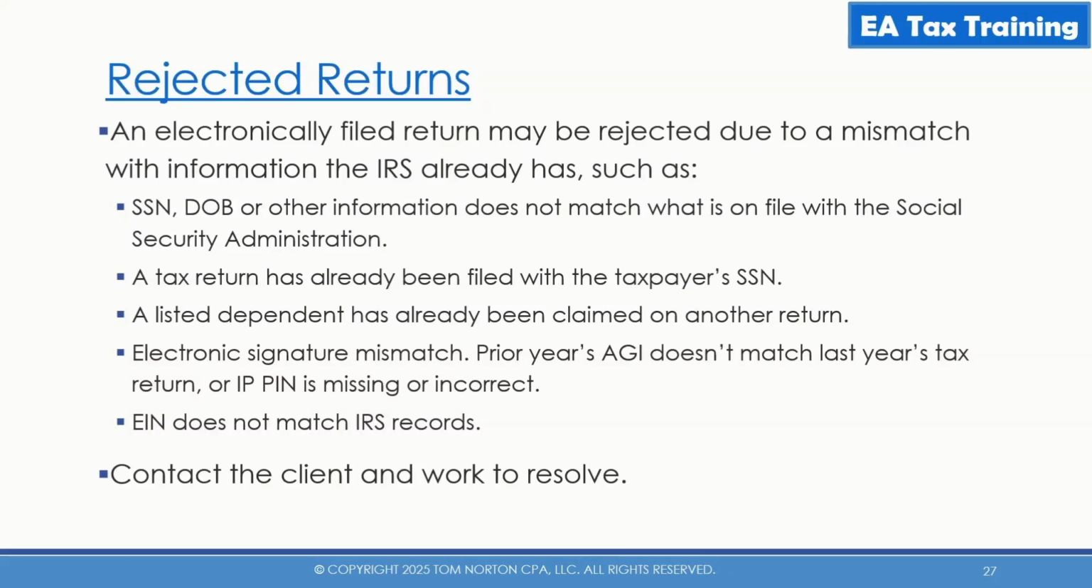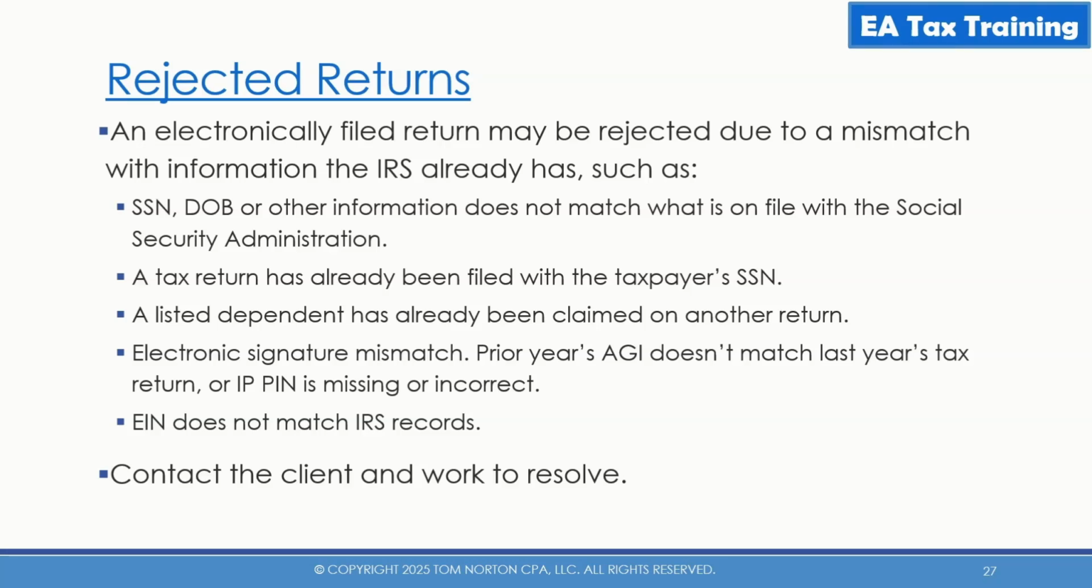You could also have an electronic signature mismatch. So either if there is an identity protection PIN required and it doesn't have it, or another way that the IRS tries to ensure that the person filing the return is in fact the taxpayer, is they will say, what was your adjusted gross income last year? So when you go through on your tax software, that's going to be one of the questions. They're going to say, what was last year's adjusted gross income? You put that in. That helps the IRS to match up that return to make sure it's a good return. Well, if that doesn't match, then it will be rejected.